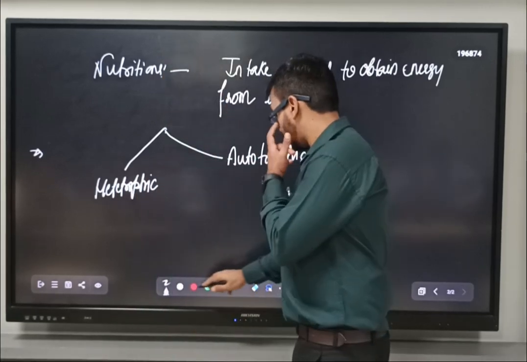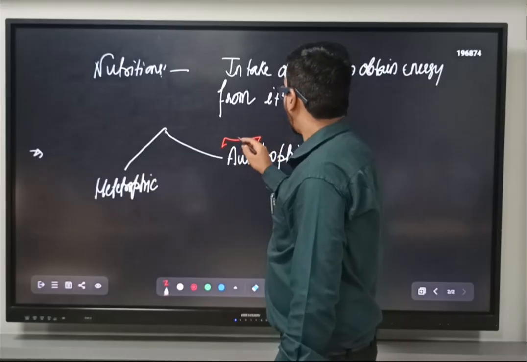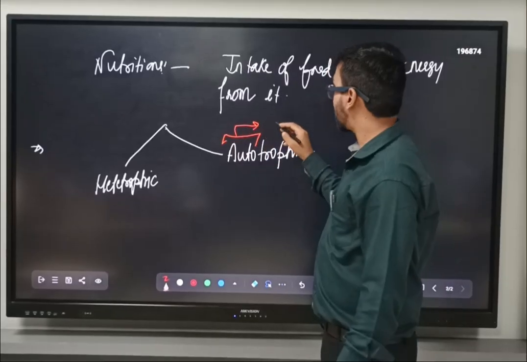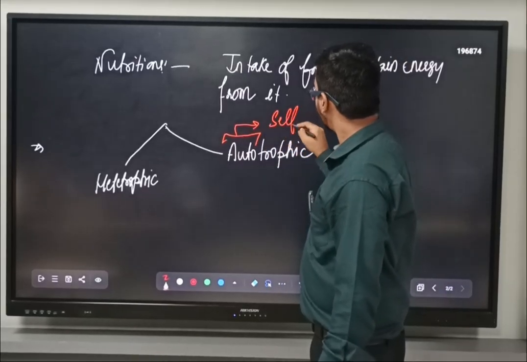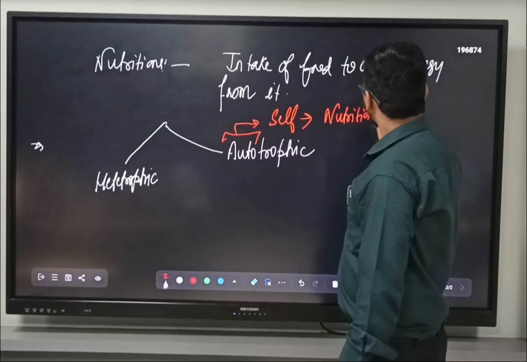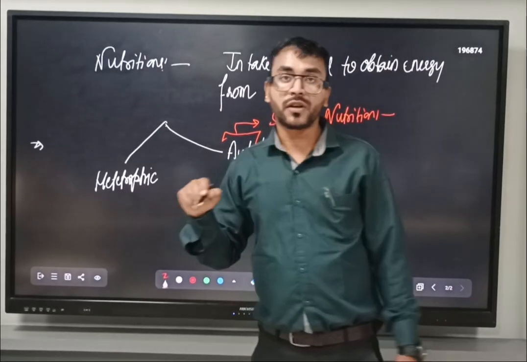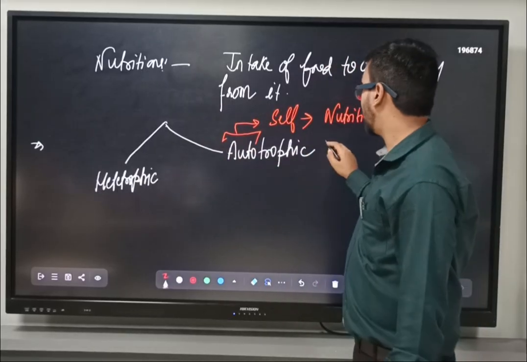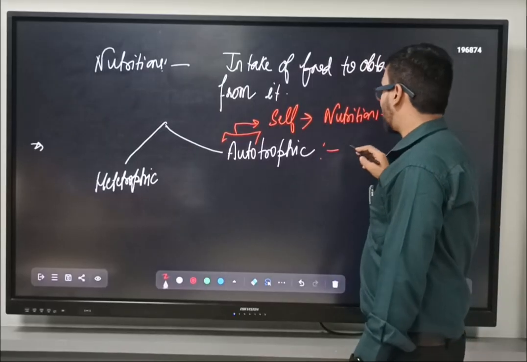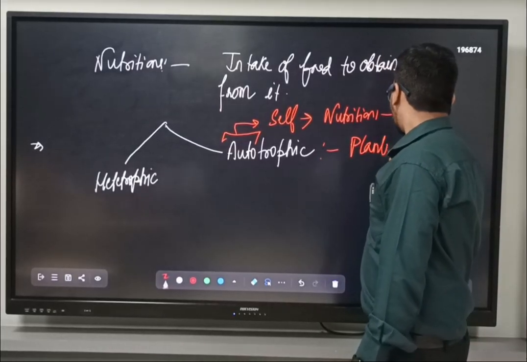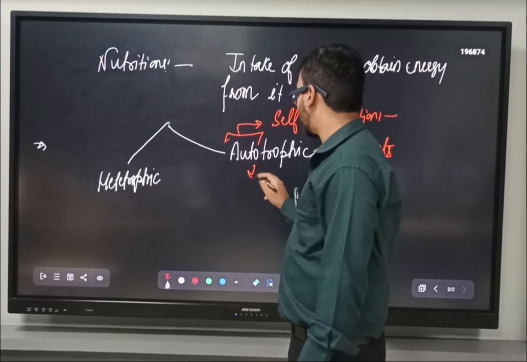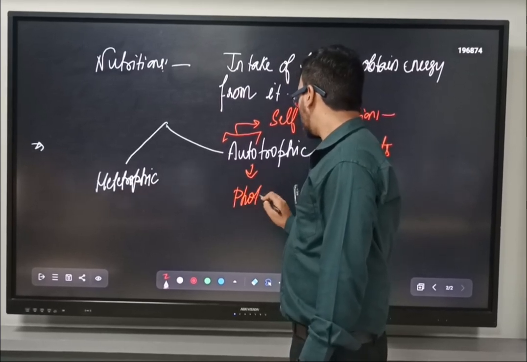Auto means self. In biology, if you have to focus on a word, you can get a definition from the word itself, such as auto means self and trophic means nutrition. Those organisms which do not depend on another and can obtain their food by themselves, such as plants. Plants do autotrophic nutrition with the help of a process called photosynthesis.